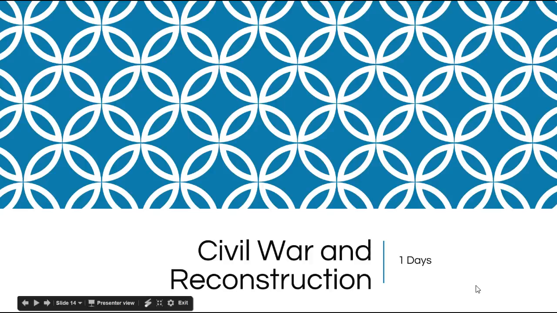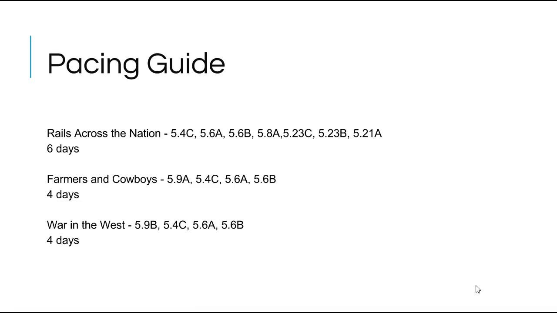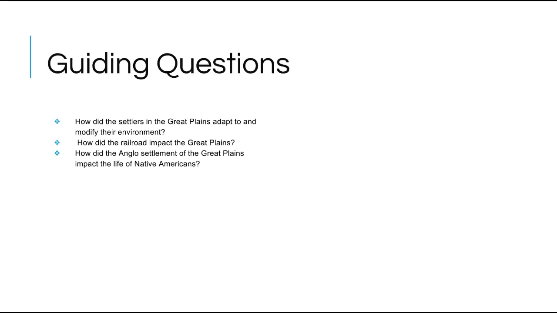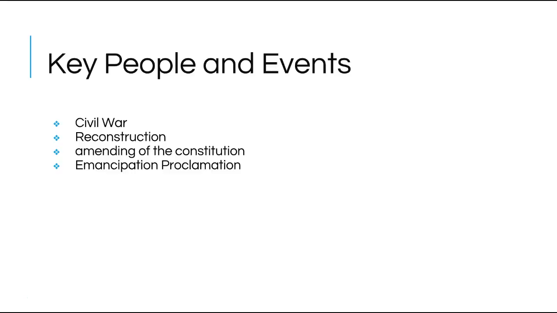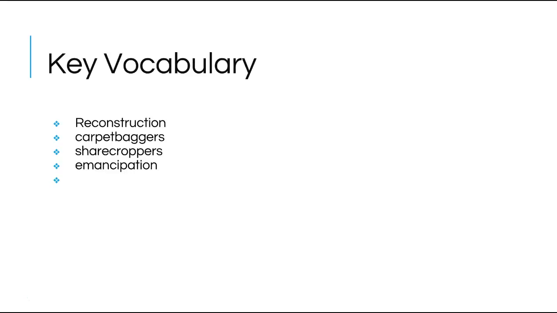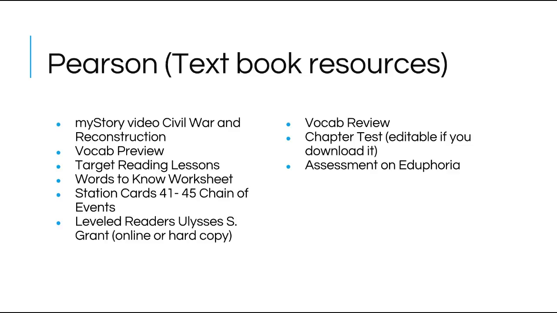But now we're on Civil War and Reconstruction. So you can see the 3 pieces this unit is broken down into: rails across the nation, farmers and cowboys, and war in the West. Here are guiding questions, key people and events, our key vocabulary. Here are our textbook resources.